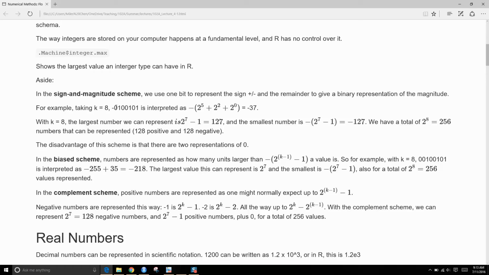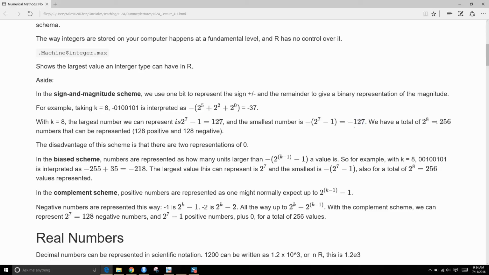Okay, and then it goes up to 2 to the 6th, and then this last one represents whether it's positive or negative. So we have 2 to the 5th, 2 to the 2nd, and 2 to the 0, representing negative 37 here. And then the largest number we can represent would be basically having everything ones, which would be one less than 2 to the 7. So this would be 2 to the 7 minus 1, 127, and then the smallest number we can represent would be negative 127 in this case.